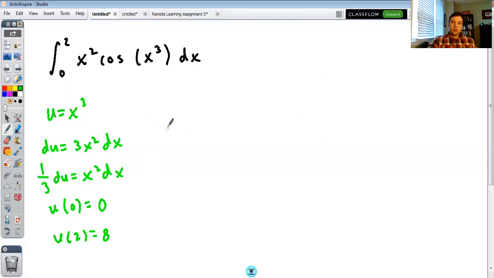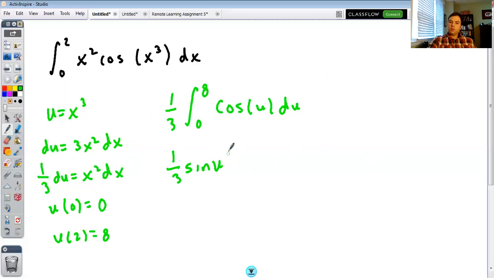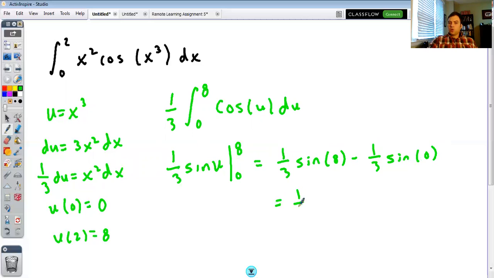Okay, so now our rewrite step. 1/3 goes to the front. The integral goes from 0 to 8. And then we're going to have the cosine of u du. And then now we're ready to antiderive and evaluate. So the antiderivative will be 1/3 sine u. And the beauty of doing it this way is I don't ever have to put that u, x cubed, back into the problem. It's already taken care of. So 1/3 times the sine of 8 minus 1/3 times the sine of 0 is equal to 1/3 sine of 8. That's it.